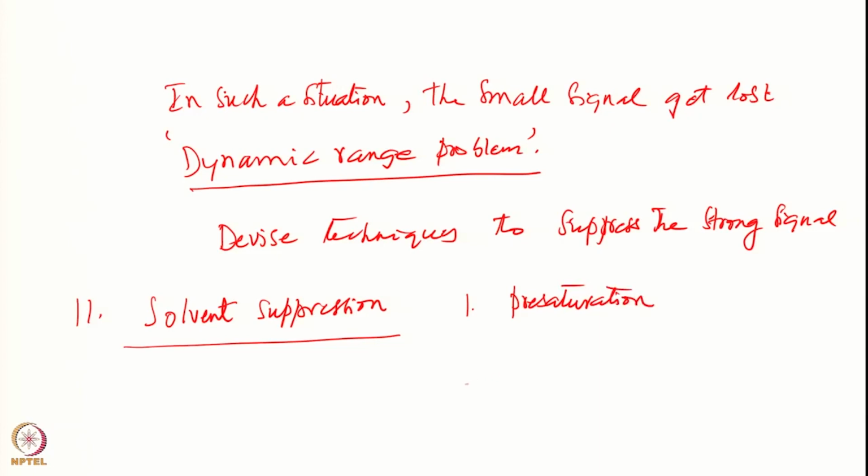So, what is the strategy here? Let me represent my FT-NMR experiment in this manner. This is my 90-degree pulse, and I am collecting the signal here as a FID. This is my FID. Okay.